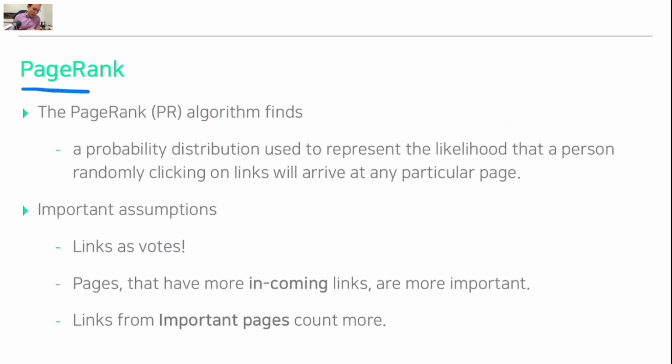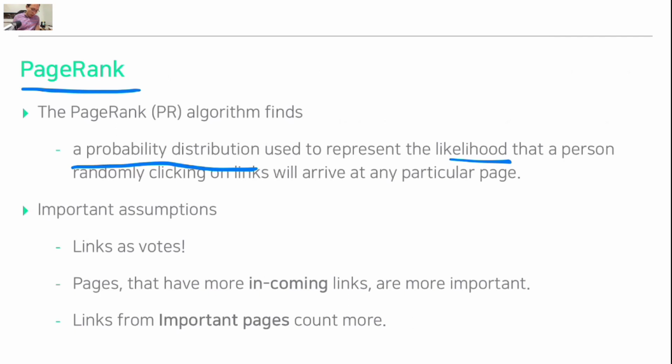So today's learning objective. The PageRank algorithm finds a probability distribution used to represent the likelihood that a person randomly clicking on links will arrive at any particular page. So basically it is to find the probability distribution, which is about the clicking likelihood. We will come back to this again.